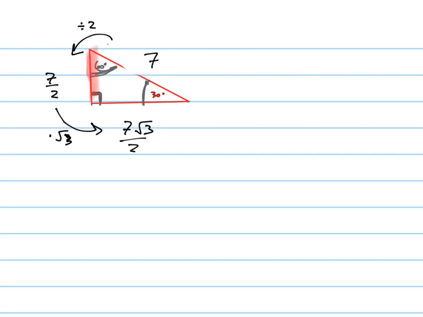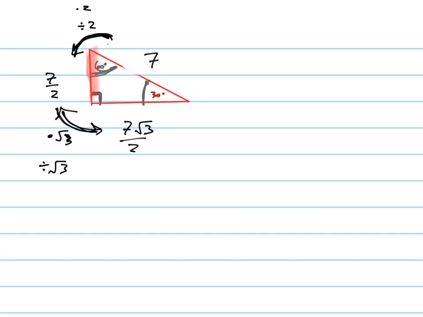Those are your answers. So remember, going from the smallest to the biggest, it's always either times 2 or divided by 2. And going from the medium to the smallest, it's always either times root 3 or divided by root 3, depending on which way you're going.